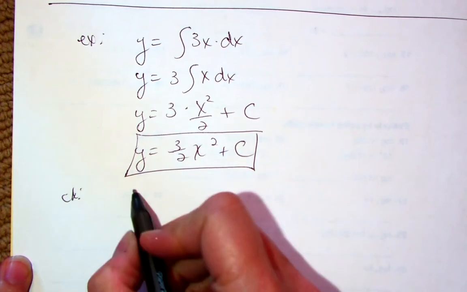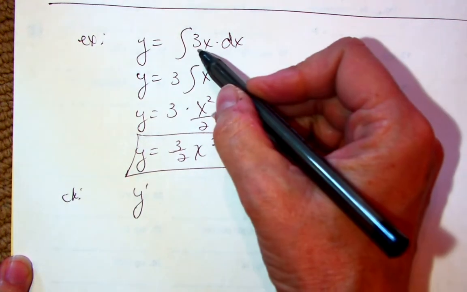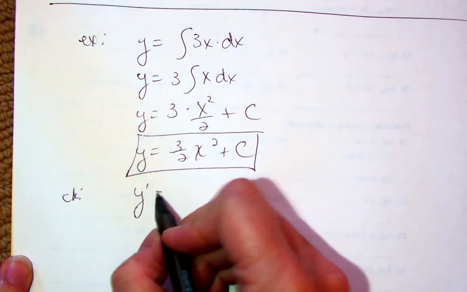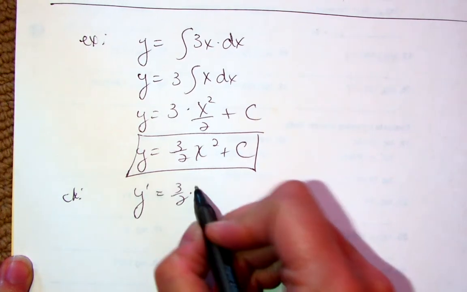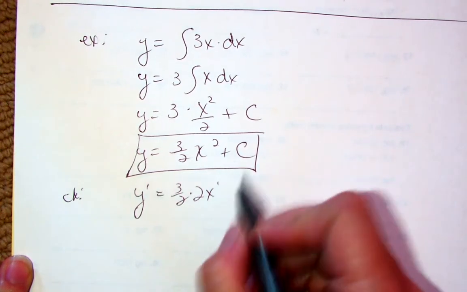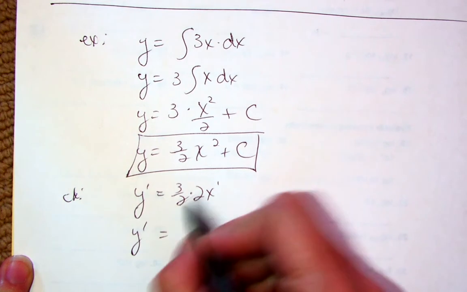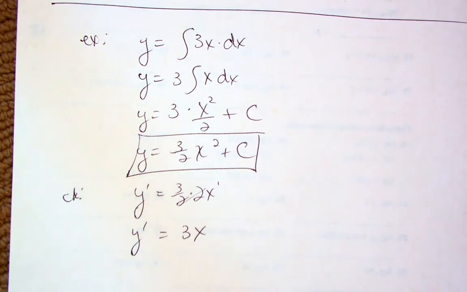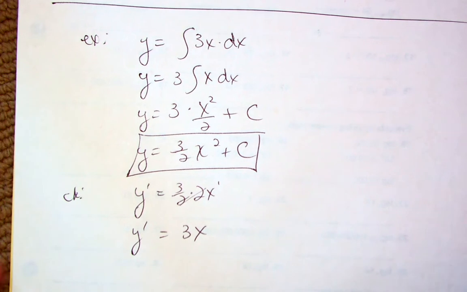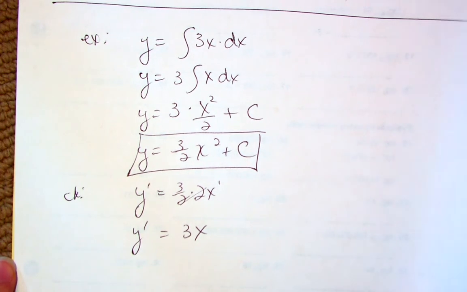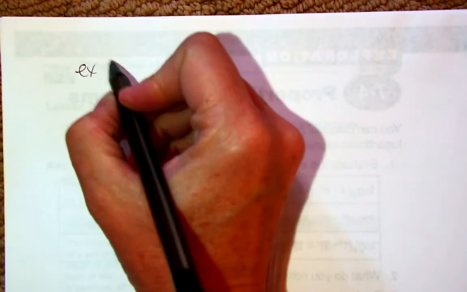Now I'm going to go ahead and do my check. I am going to take the first derivative and see if I get back 3x. So 3/2, bring down my 2, x to the first power, and that's just 0. That cancels, and I get my original function 3x back. Next.